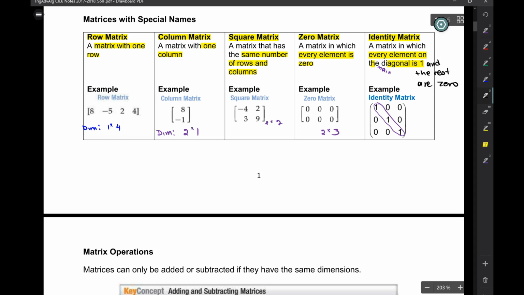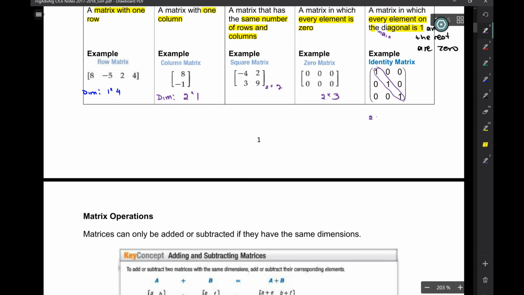Okay? So can we write a 2 by 2 identity matrix? A 2 by 2 identity matrix has 2 rows and 2 columns.